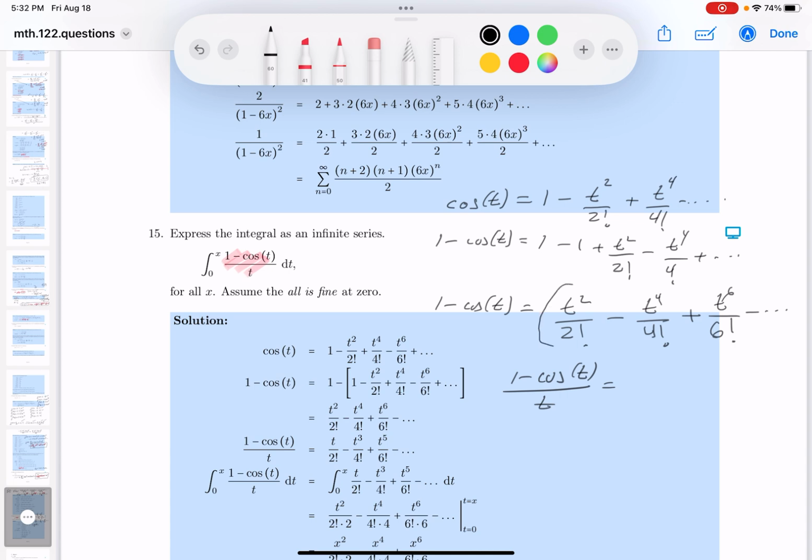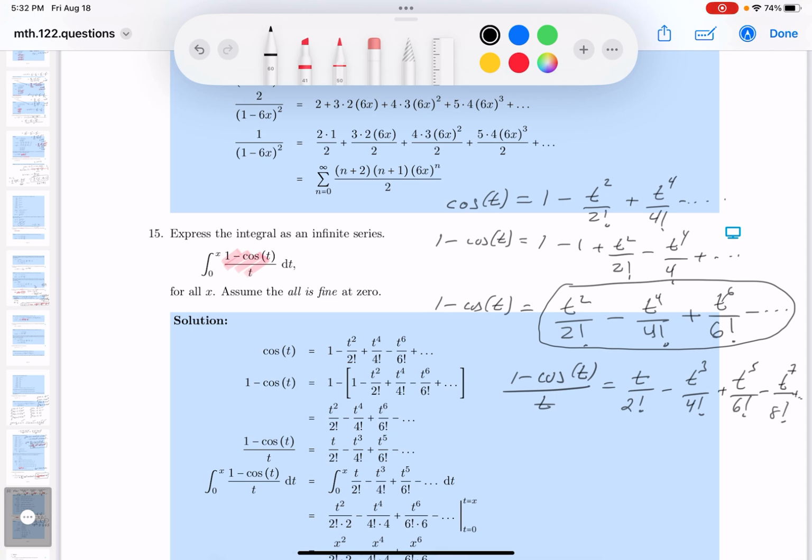Well, again, I'm looking at this, and I want to divide it by t. What does it give you? t over 2 factorial minus t cubed over 4 factorial plus t to the fifth over 6 factorial. Let me just write the next term down. And looking at it, the exponent's going up by 2. So it's going to be t to the seventh. And again, if you thought about it, the denominator, 2, 4, 6, 8 factorial.